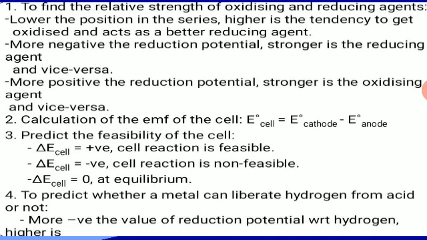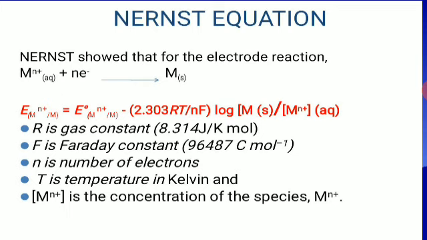We also find the feasibility of the cell by using this series. If delta E cell comes positive, the cell reaction is feasible. If it comes negative, it is non-feasible. And if it is 0, it means it is at equilibrium. To predict whether a metal can liberate hydrogen ion from acid or not, the more negative the value of reduction potential with respect to hydrogen, the higher the tendency to lose electrons.